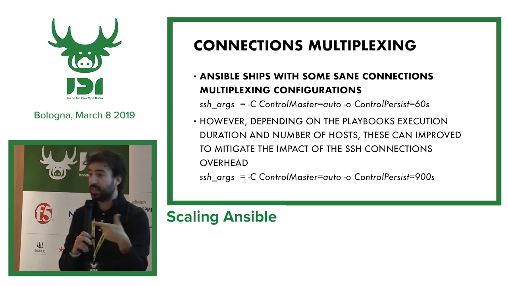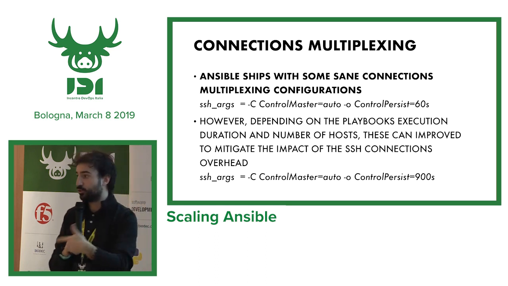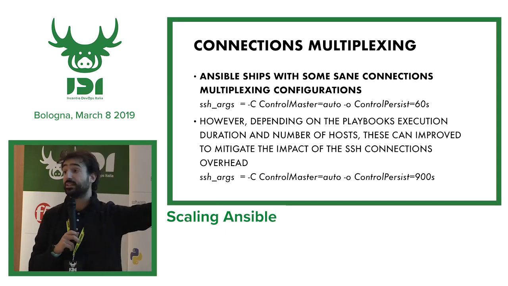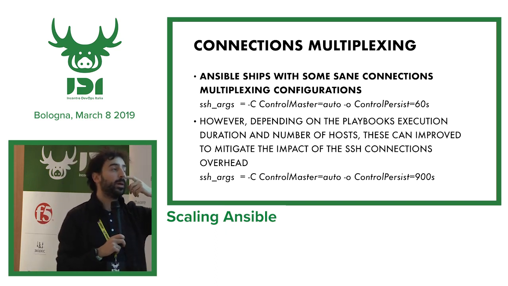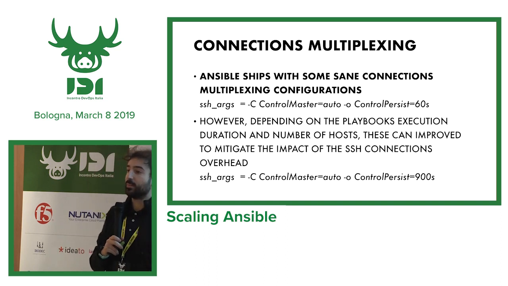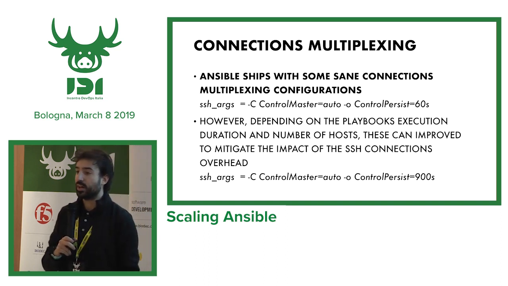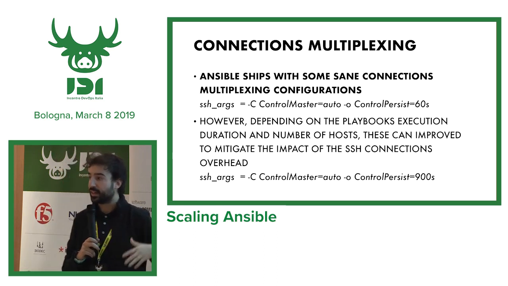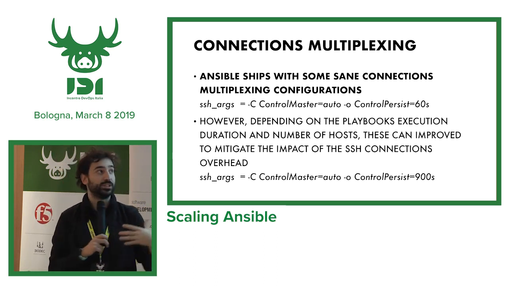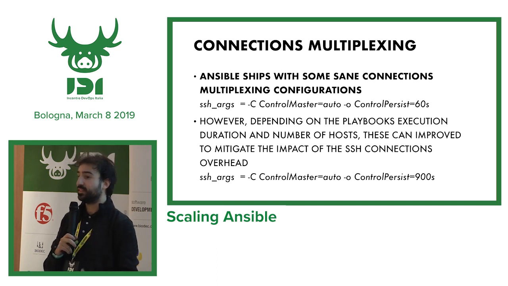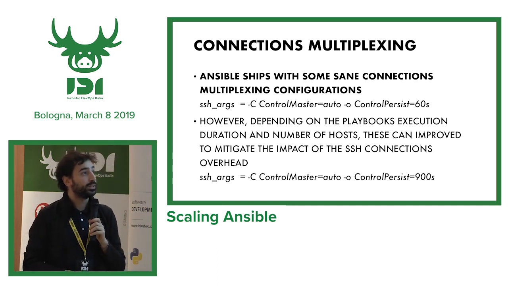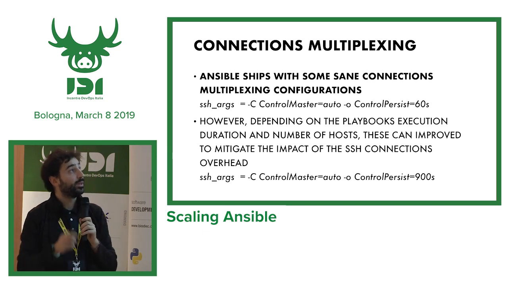So it's not that every time you connect to a host there is a negotiation of the SSH connectivity. The connection is cached for 60 seconds. Depending on how many machines and how many tasks you run, this is a good default, but you can increase it and reduce the number of times this control connection is no longer present and you need to redo all the SSH stuff. This is one of the first things.